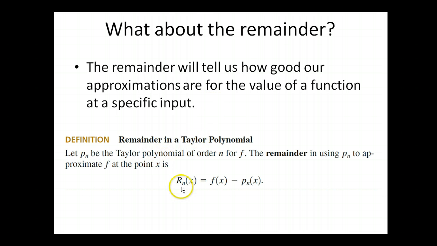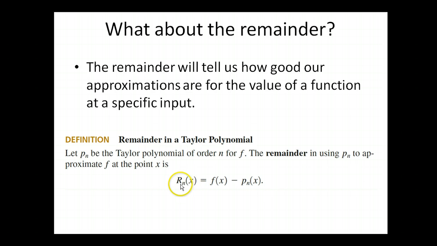So let's call it something specific just like we did before, right? So let's let Pn be the Taylor polynomial of order n for f, right? It doesn't say anything about where we're going to be approximating the function at, because that'll come into play later, okay? The remainder in using Pn to approximate f at a point x is given by the following, right? It's just the difference between what? The value of the function and the approximation using the Taylor polynomial, right?